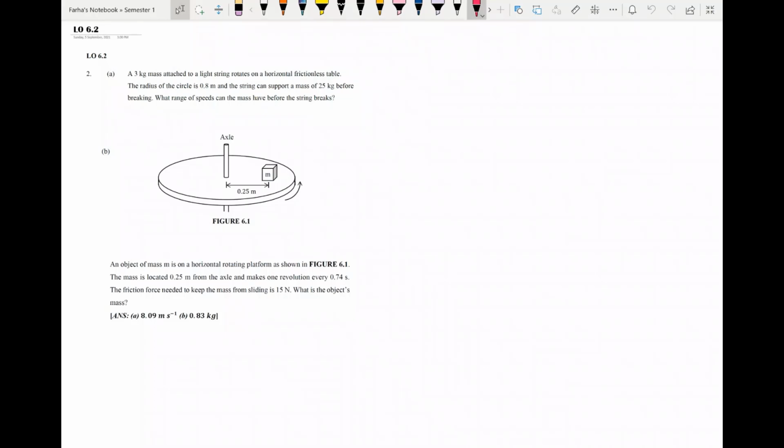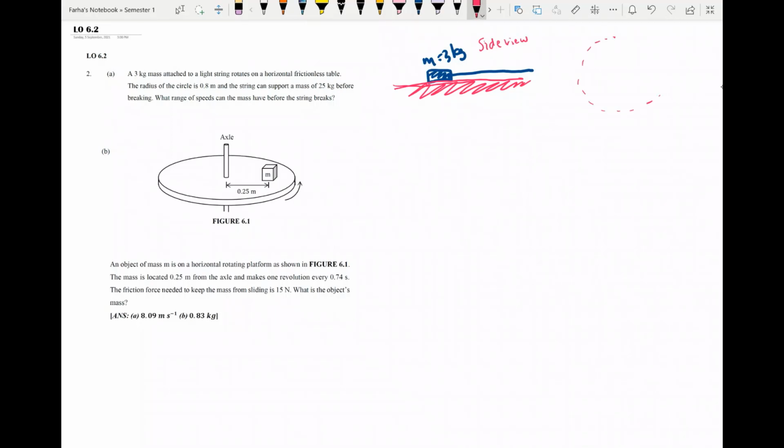Okay, so kita try lukiskan dulu. Okay, kita ada satu objek. Okay, mass 3 kg. Dan kita ada satu light string yang attached dengan dia. Dan dia rotates on a horizontal frictionless table. So, kita lukiskan table. The radius of the circle is 0.8 meter. Okay, so awak boleh bayangkan ni from the side view. Okay, here is the top view.